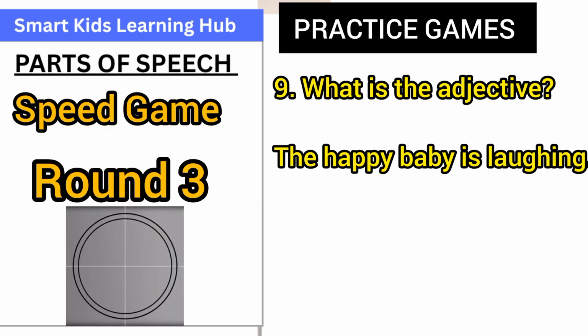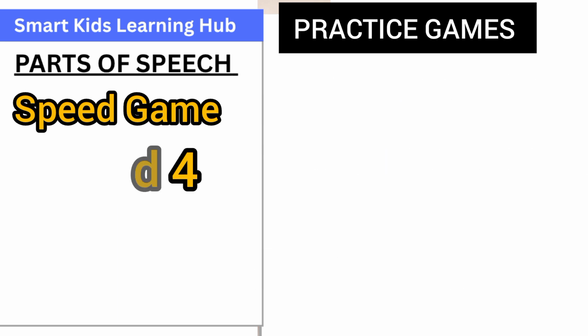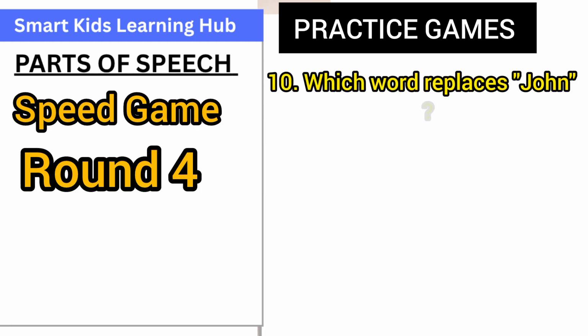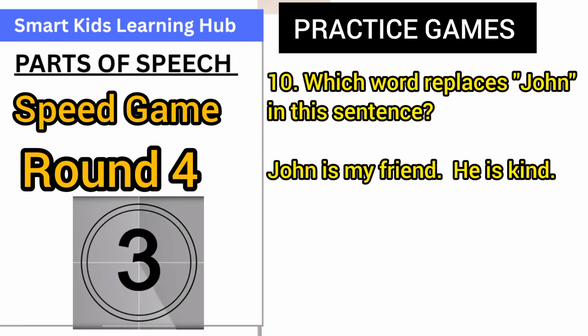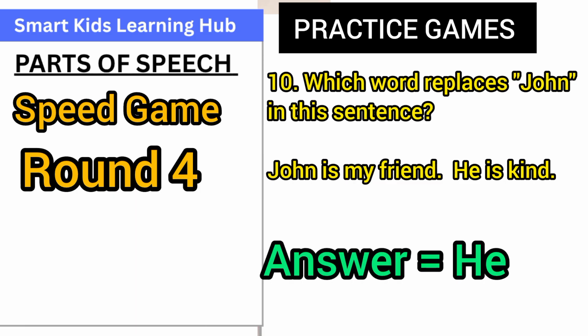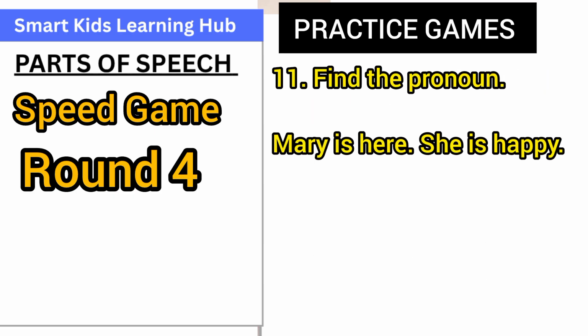Round 4. Question 10. John is my friend. He is kind. Which word replaces John? The answer is he. Question 11. Mary is here. She is happy. Find the pronoun. She is correct.